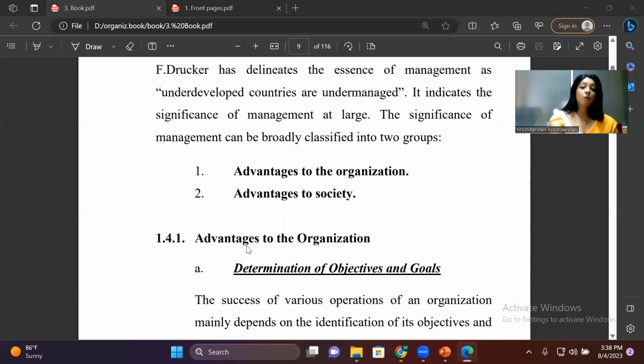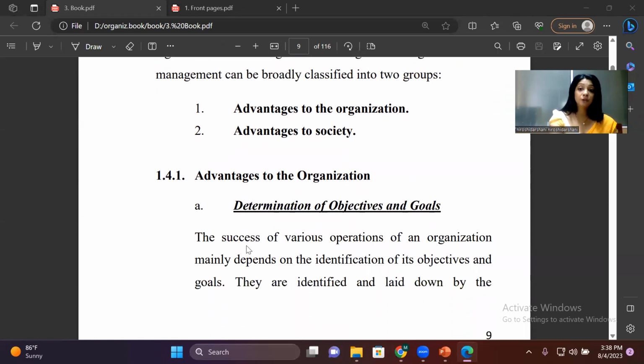So let's see what are the advantages to the organizations. Simply, what are the advantages to SMEs, right? So businesses. The first thing is, when we are into management, it gives us a sense that we want to develop objectives and goals. So, determination of objectives and goals, because once you have a goal, you know you have to reach there. You have to go there, and you will always be stressed: how am I going to go there? How am I going to achieve these things?